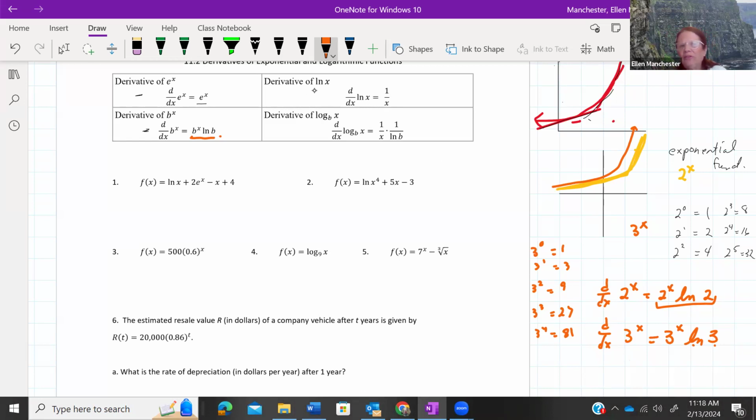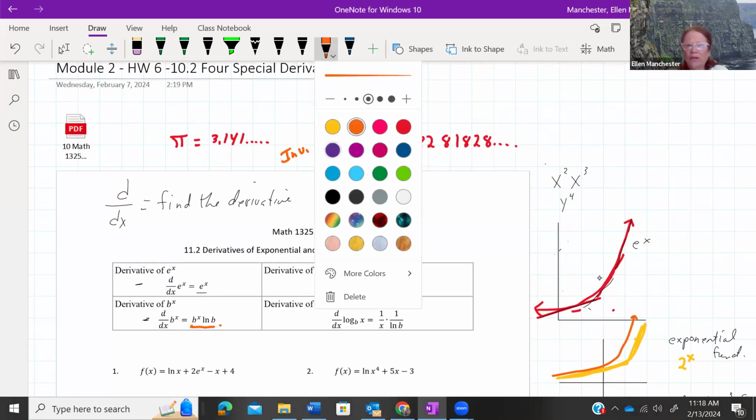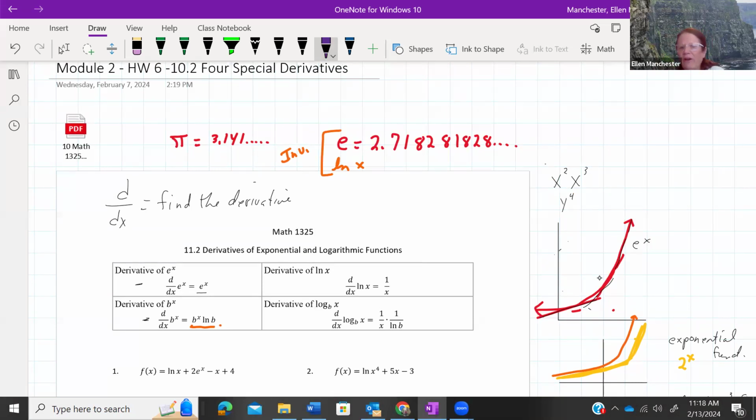Okay, the next one is when you're finding the derivative of ln of x. So ln, again, is the inverse of e. So I'm going to go back up to my e function and show you what it looks like. My ln function is going to look something like this. So it's literally the inverse.